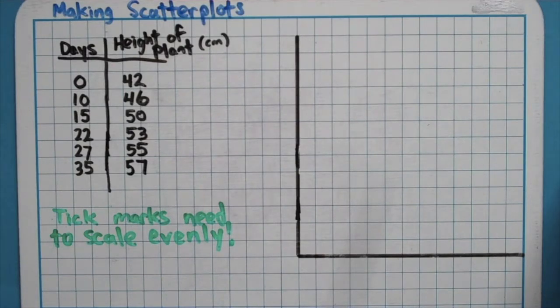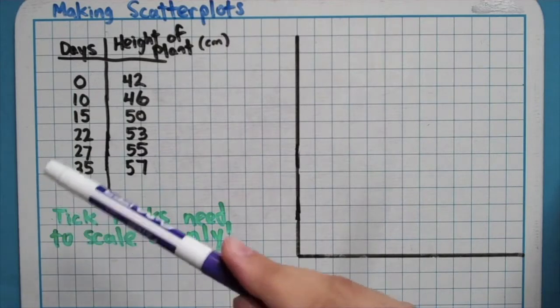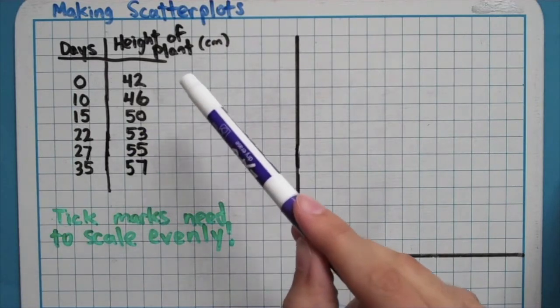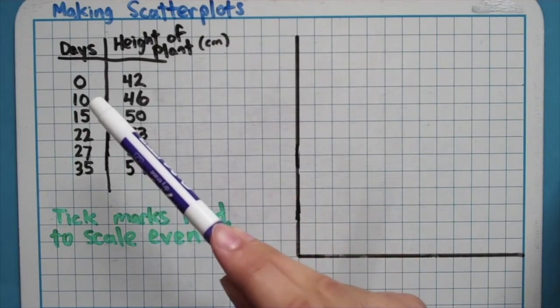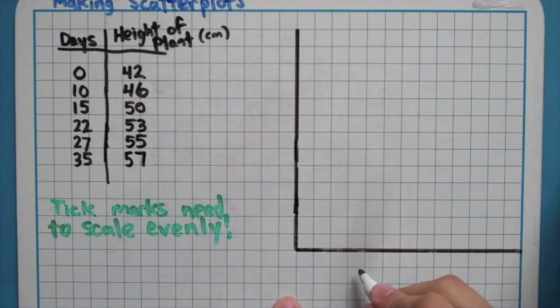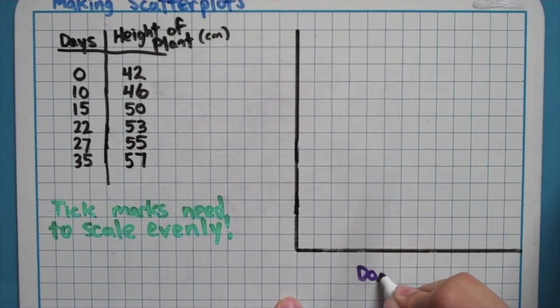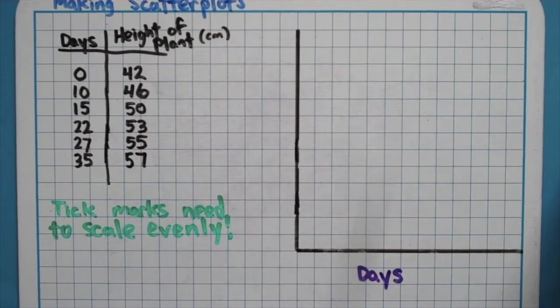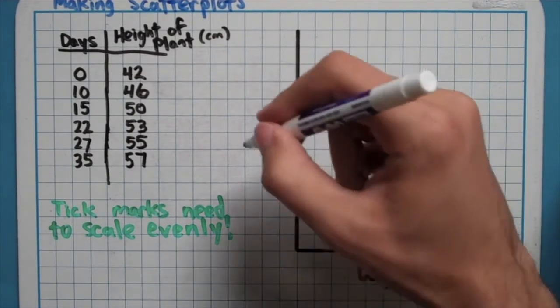So you have to ask yourself, is the number of days going to maybe affect the height, or would the height affect the number of days? It doesn't really make sense for the height to affect the days. We're saying, okay, after so much time, is that going to have an impact on the height? So days is your independent. It's the one that's probably going to be affecting the other. So we have our days down here, and that leaves our height over here.